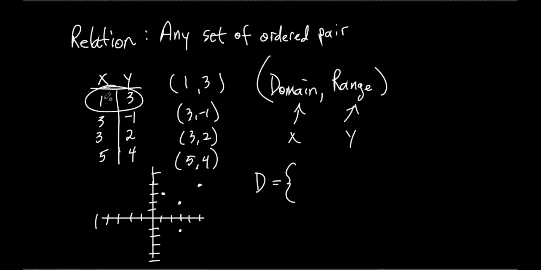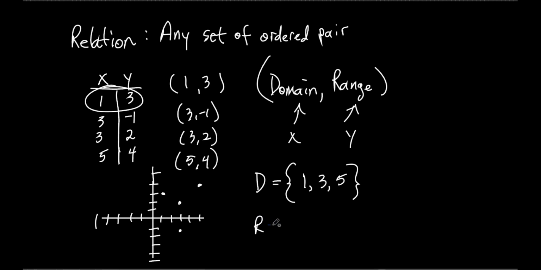So the x values are already in numerical order, aren't they? 1, 3, 3, 5. But we're not going to put both 3s in there, are we? We're just going to put 1, 3 and then 5, because they just want to know what numbers are in the domain. The 3 is in there twice, but when you list it, you don't have to put it in twice. But it is in numerical order, isn't it? 1 comes first, then 3, then 5.